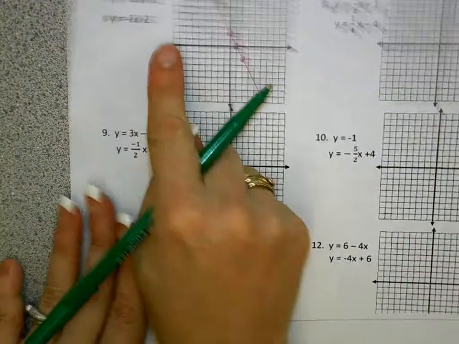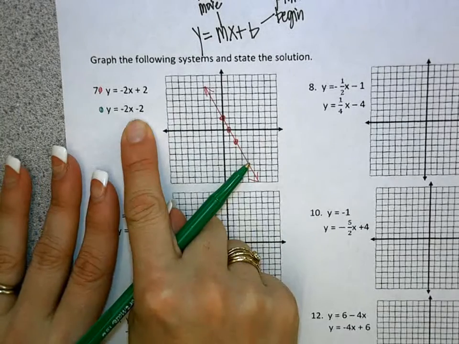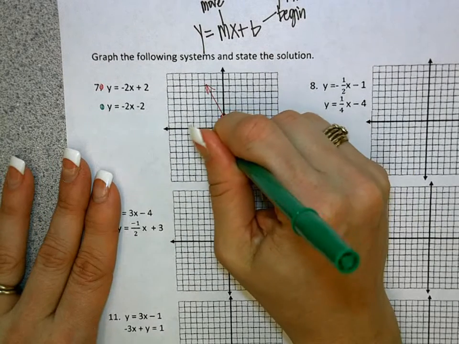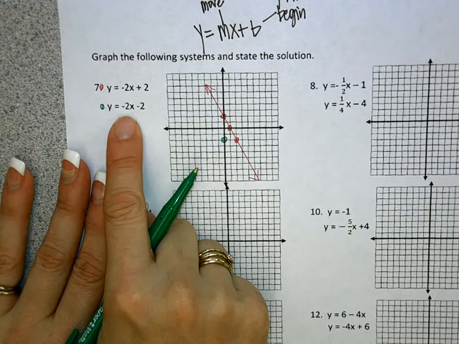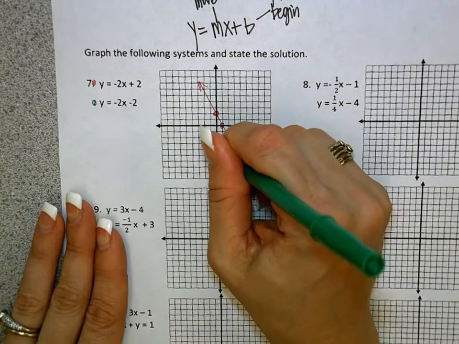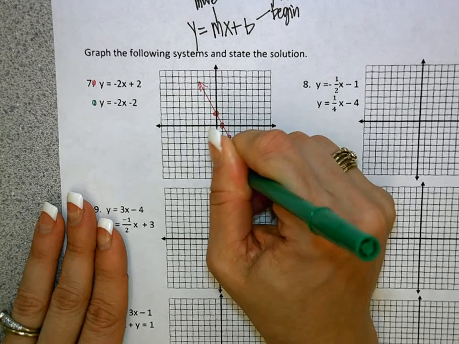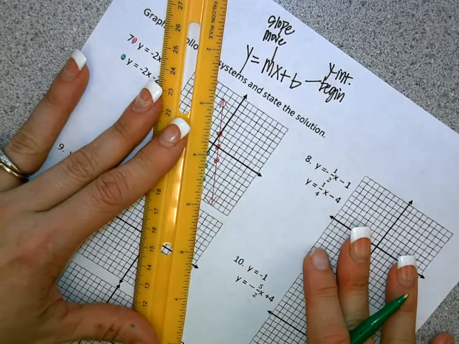Then for this one, what's the y-intercept? Where's my beginning point? At -2. And what's the slope of this equation? -2 over 1. So again, we could go down 2 over 1. Again, I'm just making 3 dots because I want to make really nice straight lines.